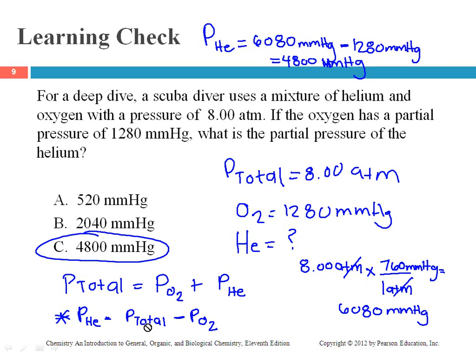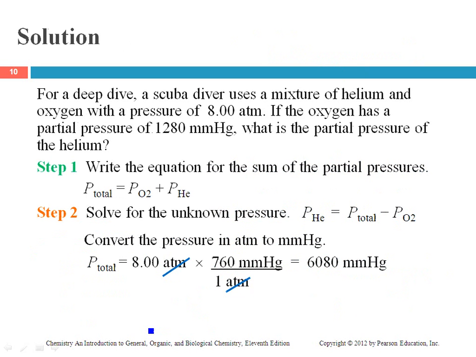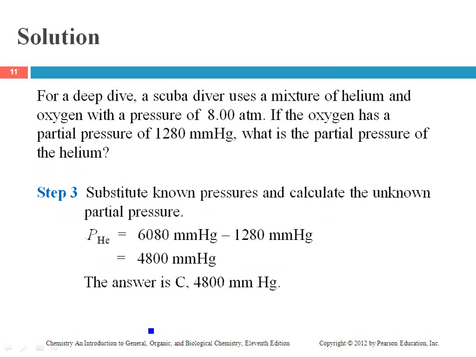So let's check our answer here. This just goes through what we did. We have 8 atm, we converted it to millimeters mercury, and then we subtracted from the P total our partial pressure of the oxygen, and that gave us this number here. So the answer was C, 4,800 millimeters mercury.